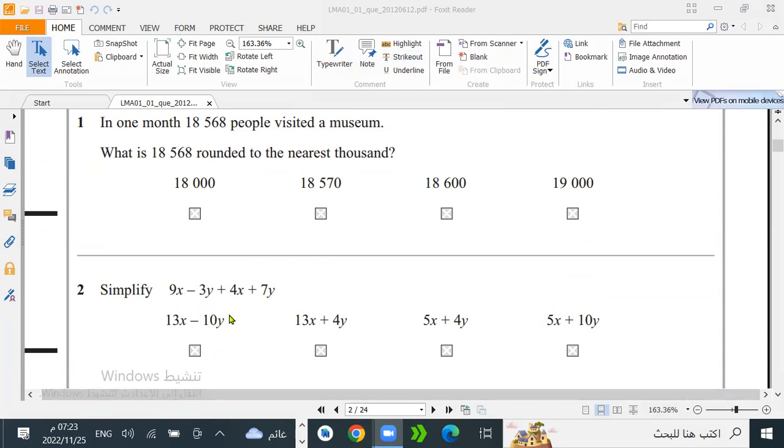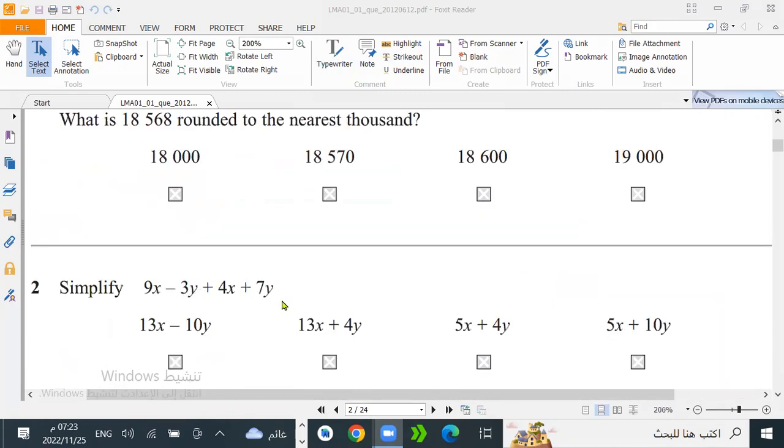9x minus 3y plus 4x plus 7y. 9 plus 4 equals 13x. Good. So we add like terms, 4x and 9x. The ones that are alike, we add them together. It gives 13x.